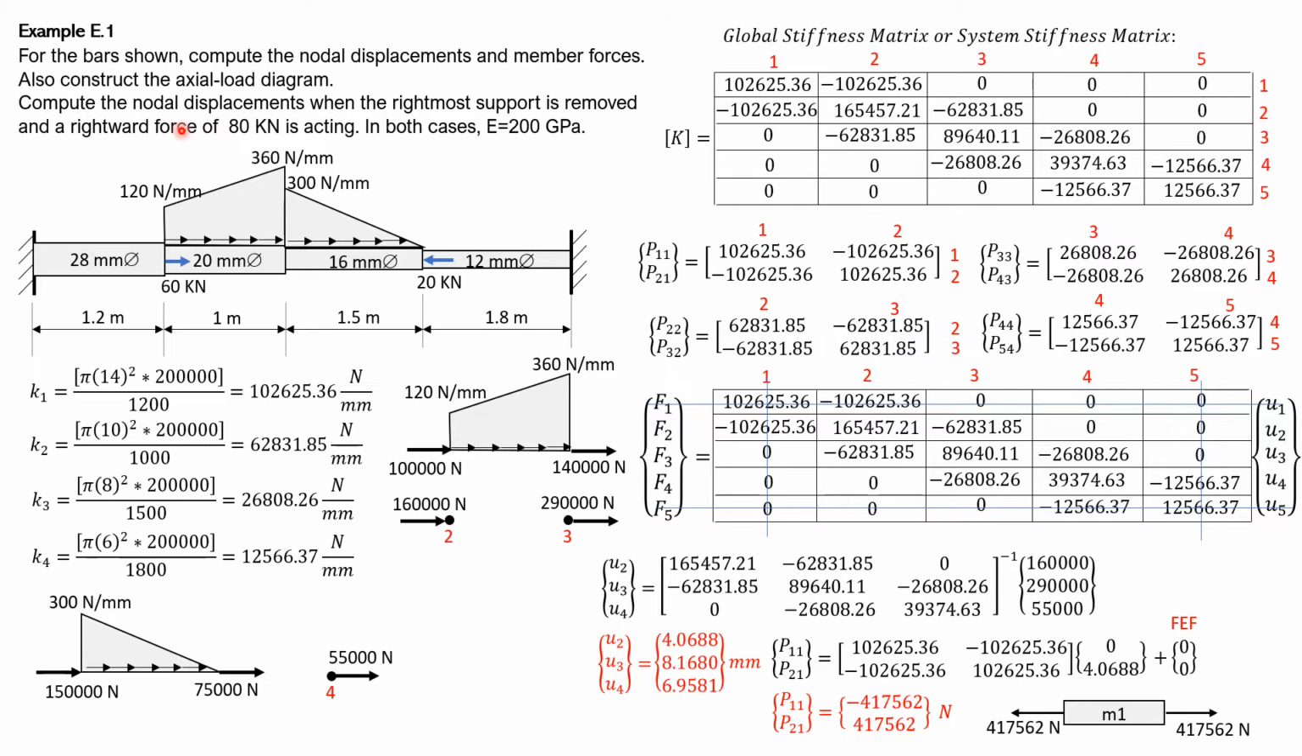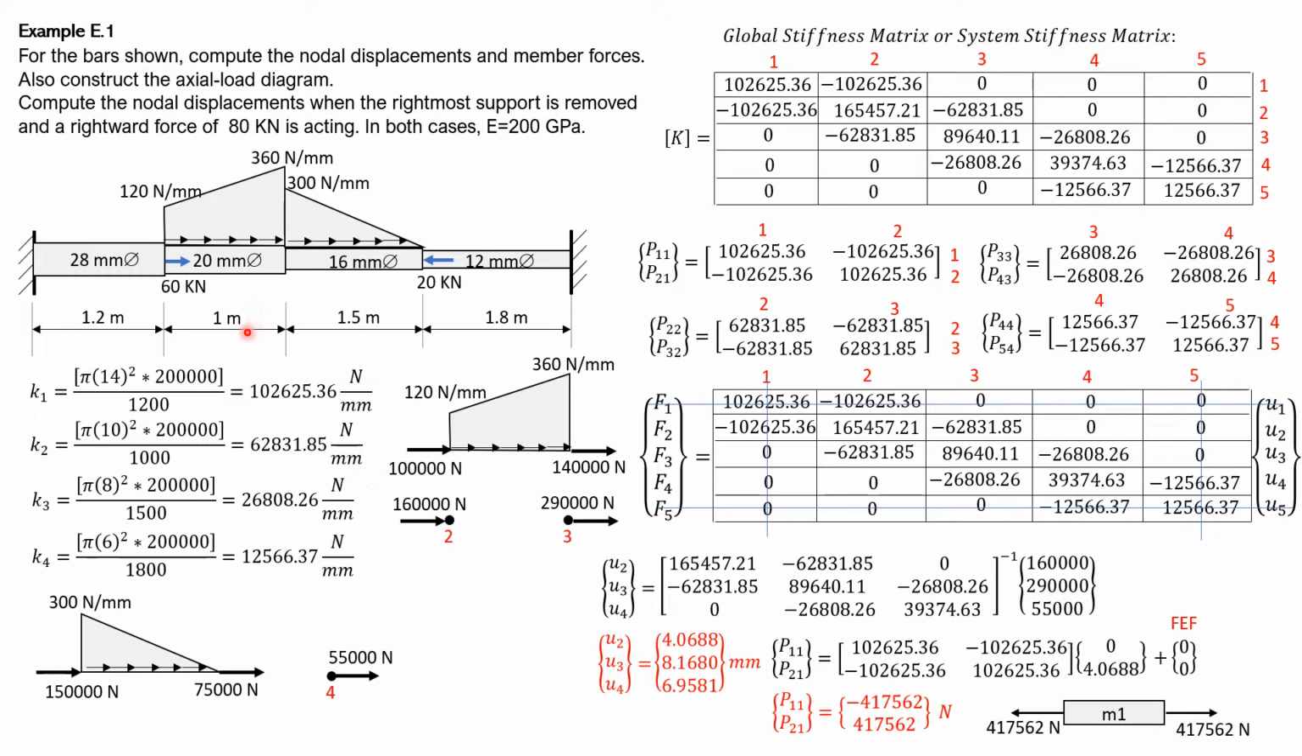For a bar shown, compute the nodal displacements and member forces. Also construct the actual load diagram. Compute the nodal displacements when the rightmost support is removed and a rightward force of 80 kilonewtons is acting. In both cases, modulus of elasticity is 200 gigapascals. So here is the figure, and take note that there are nodal forces already at node 2 and node 4.